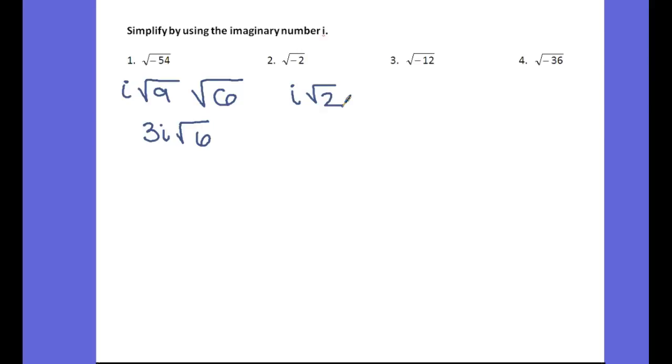Square root of negative 12. Bring out your negative for the i. You get 4 times 3. Square root of 4 is 2, so you have 2i square root of 3. What about 36? What happens to the square root of negative 36? Yeah, so you just get 6i.